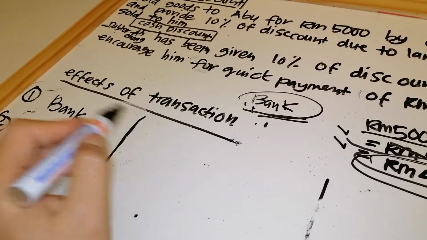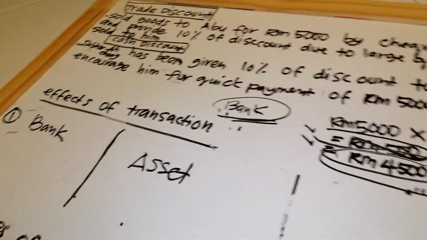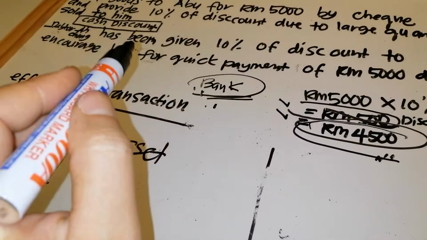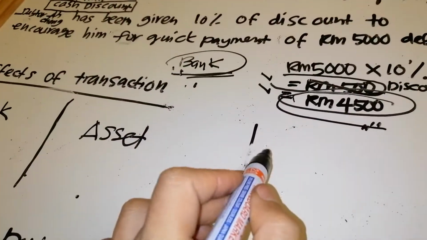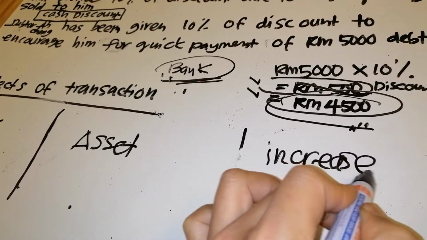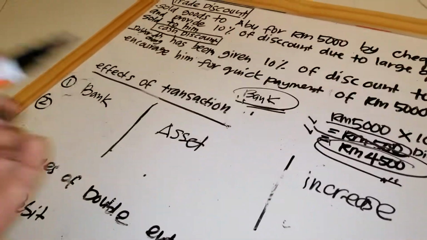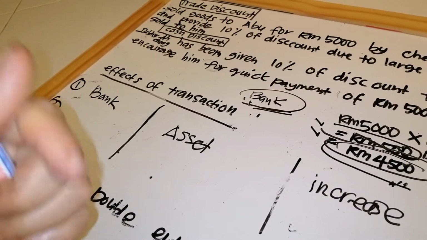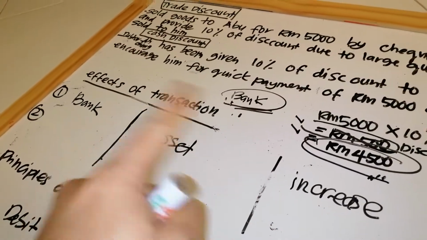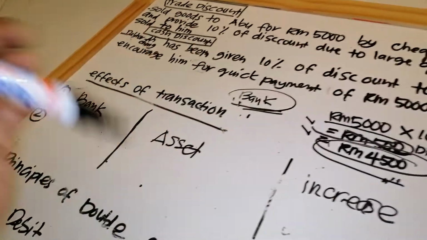I don't want to mention how many times already. Bank is always under asset. And when the debtor pays your business, it means your asset increases. Okay. Someone pays us, transfers to our bank account. So you check the bank account, is there money? There is. So it has increased. So increase.